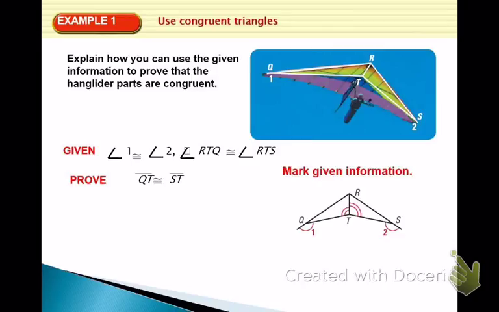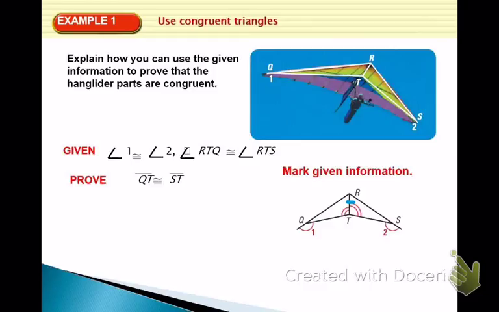Well, if we can somehow, because QT and TS are sides of these two triangles, if we can somehow make them congruent, then we'll know that QT and TS are automatically congruent because they're corresponding parts. So how do we do that? Well, we already have RTQ and RTS. By reflexive, we would know that RT is congruent to itself. And so we have two parts so far. We need one more.